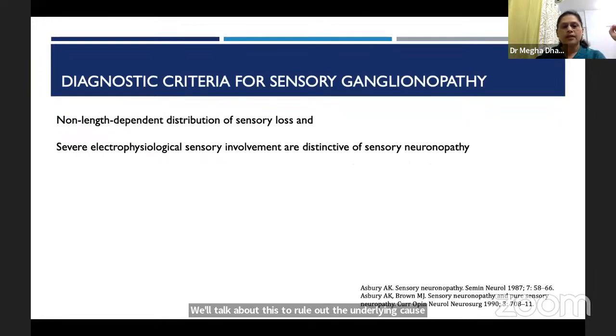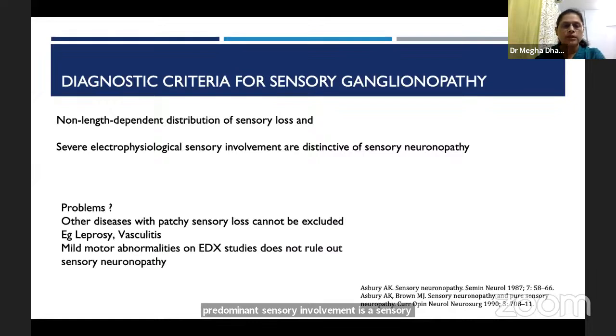So, is there a diagnostic criteria for sensory ganglionopathy? Basically, a non-length dependent distribution of sensory loss and nerve conduction studies showing clearly a sensory involvement alone or a predominant sensory involvement is a sensory ganglionopathy. This was proposed by Asbury in 1987. But the problem with this is it's a very simple diagnostic criteria, and it did not include mild motor abnormalities on electrodiagnostic studies, which may be seen in sensory neuronopathy.